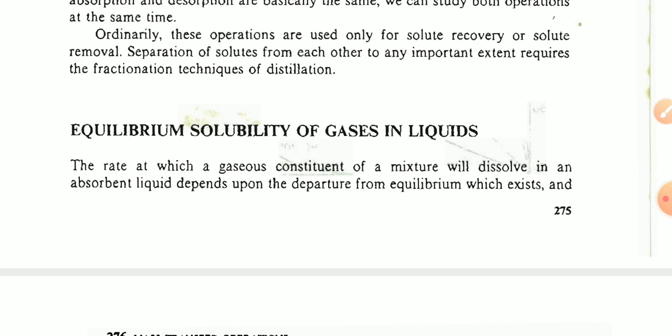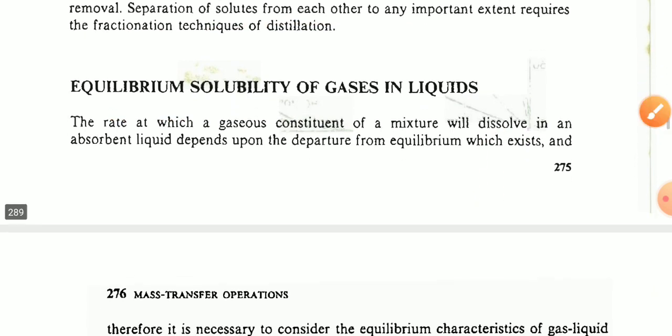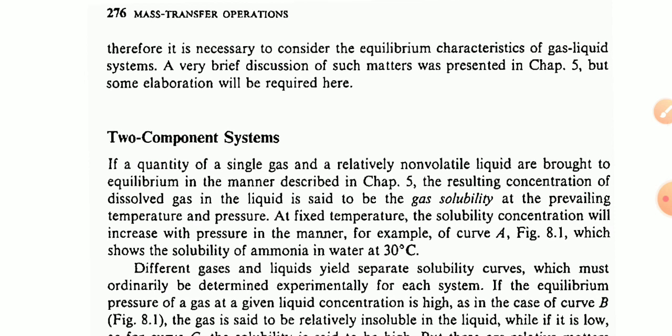Okay, today we discuss the equilibrium solubility of gases in a liquid. This is the first point, and there is a high chance of a short question for 3 marks. Let's start. The rate at which a gaseous constituent of a mixture dissolves in an absorbent liquid depends upon the departure from equilibrium which exists, and therefore it is necessary to consider the equilibrium characteristics of gas-liquid systems.